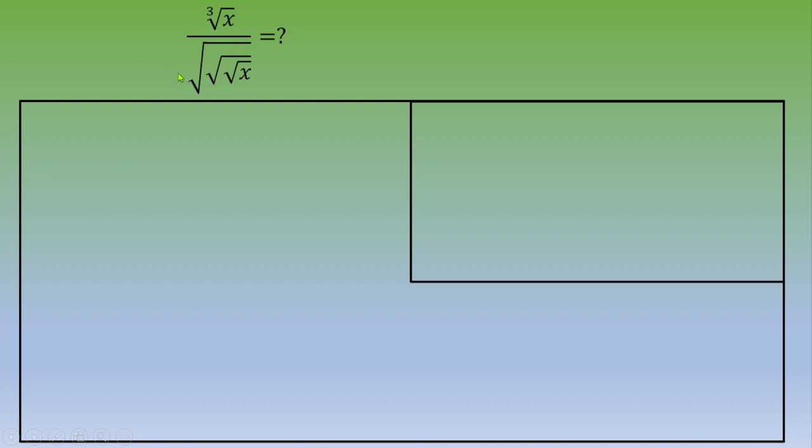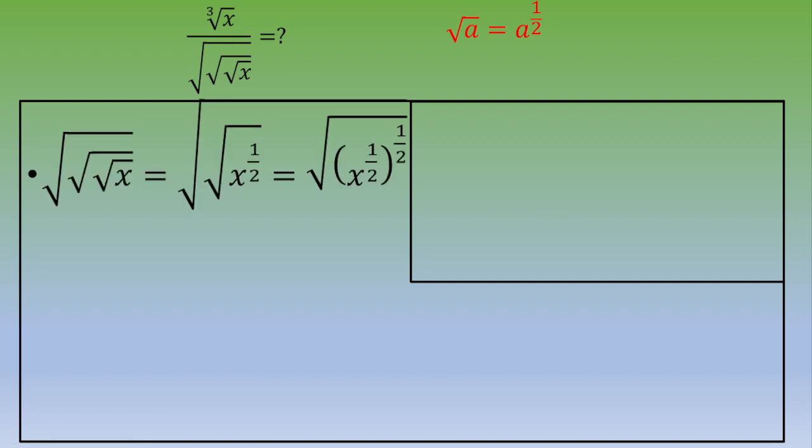So we are going to focus on the denominator first. We know that square root of a can be written as a power 1 over 2. So if we apply this to the denominator, we will get square root of x power 1 over 2. This is square root of x power 1 over 2 power 1 over 2.